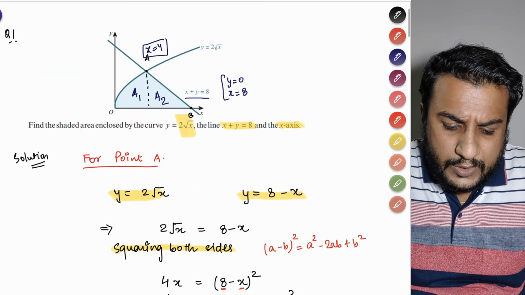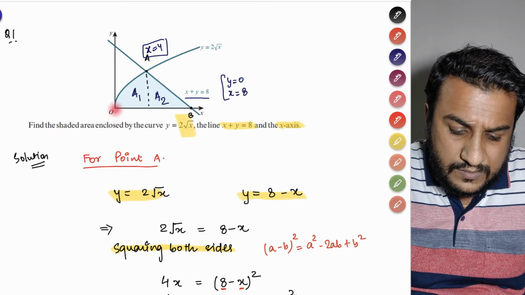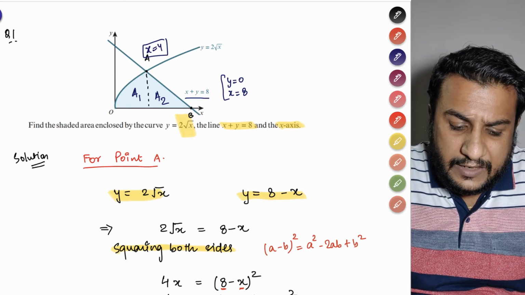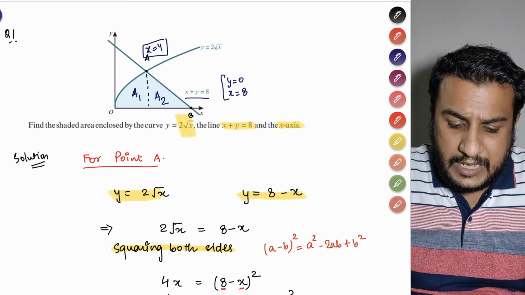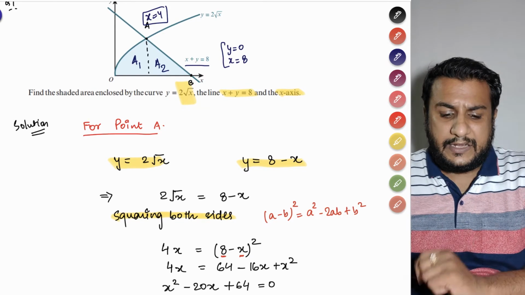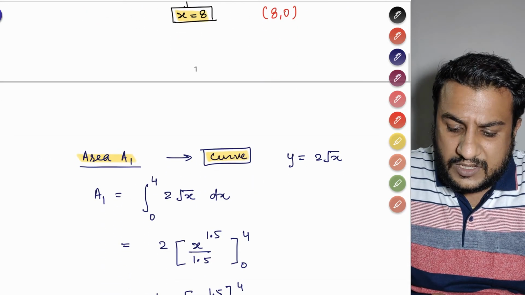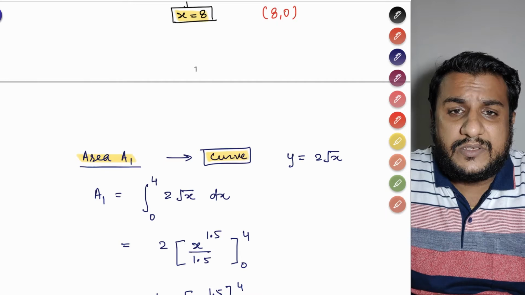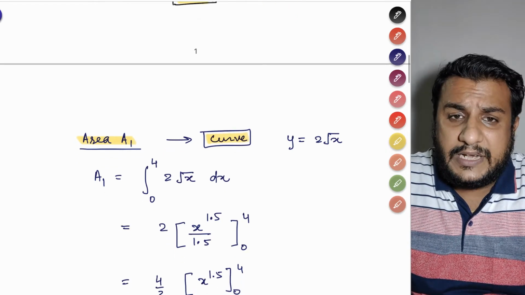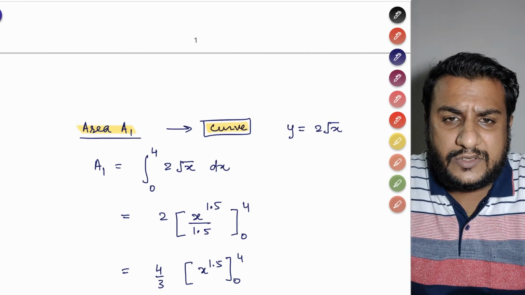Now what we need to do is integrate the curve from 0 to 4, and integrate the line from 4 to 8. If I divide the whole required area as area 1 and area 2, area 1 is my curve, y equals 2 root x, and I am integrating from 0 to 4. Since 2 is a constant, I can take 2 outside, and square root of x in the form of an exponent I can write as x to the power half.